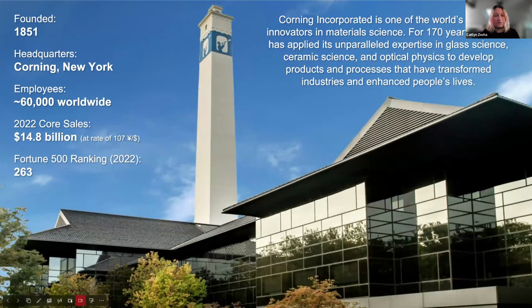So quickly, before we jump into that, just a little bit about Corning so that you get an idea of scope. Corning has been around for getting closer to 200 years. We were founded in 1851. We're headquartered out of Corning, New York, our namesake. We have about 60,000 employees, and we are a very large company. We are in the Fortune 500 ranking. As of 2022, we ranked 263rd. And we are one of the world's leading innovators for material science.